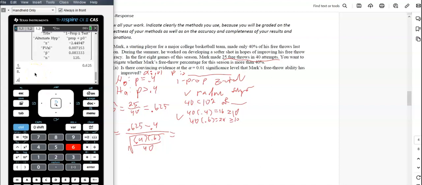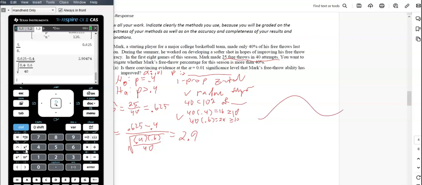So 0.625 minus 0.4, divided by the square root of 0.4 times 0.6 all over 40, 2.9. Wow, so this is going to work here. So that's the z value.